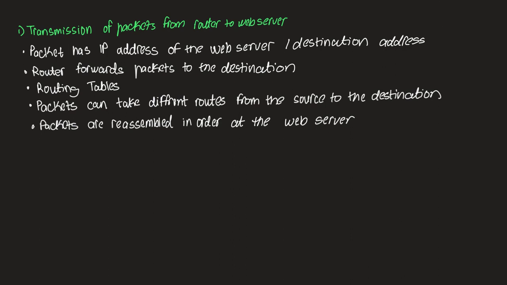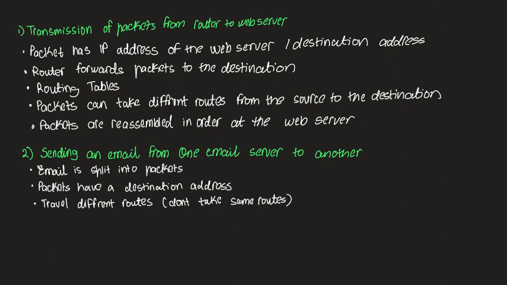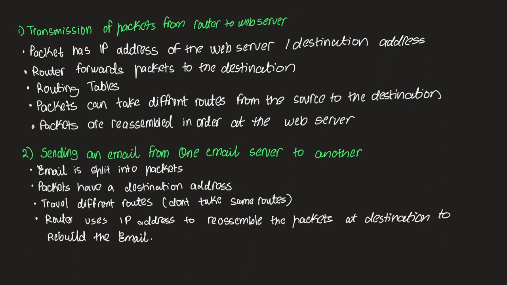The next scenario we look at is a router sending an email from one email server to another. First, the email is split up into packets, and each of these packets has a destination address. Packets pass through many different routes in their journey, and they don't all take the same route either. And the router uses the IP addresses to reassemble the packets at the destination to rebuild the final email.